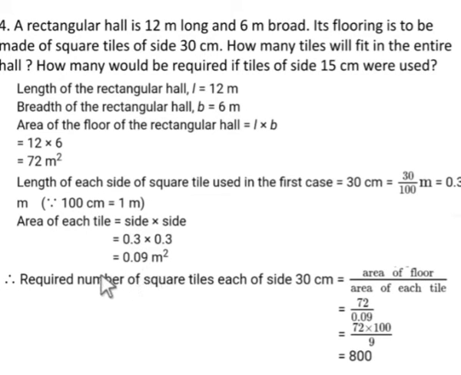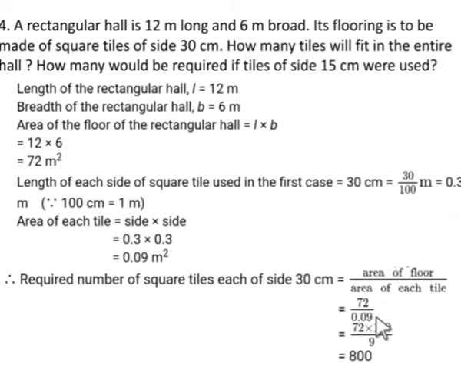Now in order to find the number of tiles that will fit in the entire hall, it will be equal to the area of the floor divided by the area of each tile. Now what is the area of the floor? It is 72 meter square. What is the area of each tile? It is 0.09 meter square.